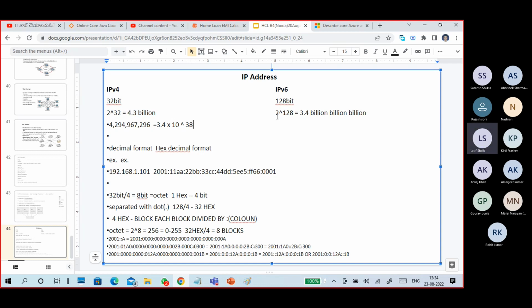When you see IPv6, it is 2 to the power of 128. It is 3.4 billion billions of IP addresses. Exactly, if you write it out, this is the count, the number of IPv6 addresses. So we can cover the entire world with IPv6. Of course, the future is IPv6 only. Why? Because IPv4 is very limited.